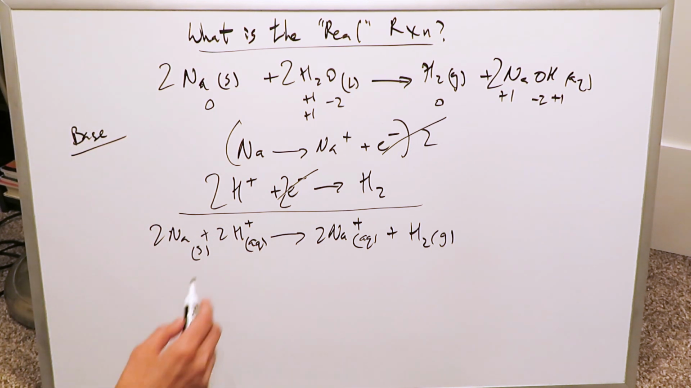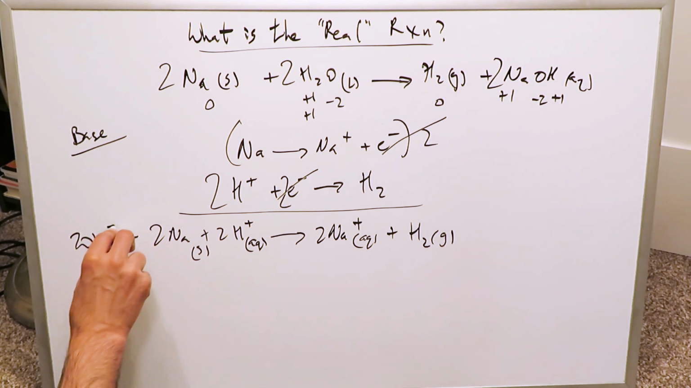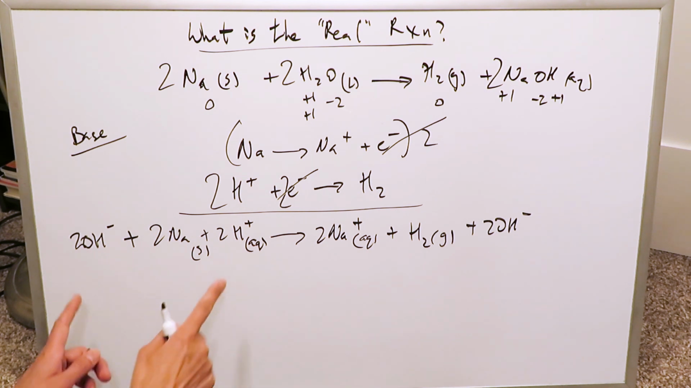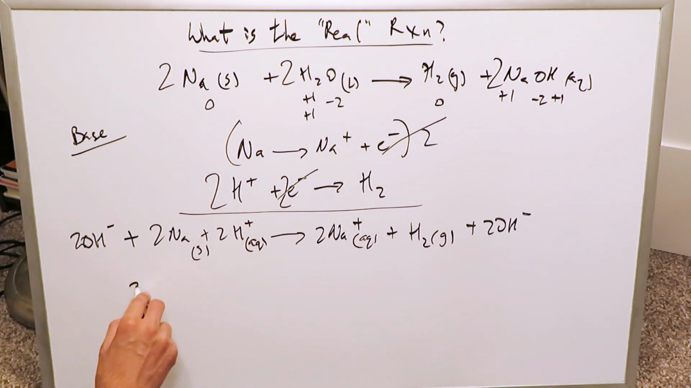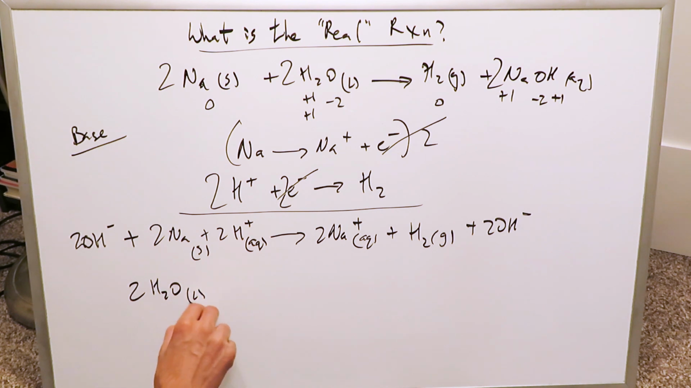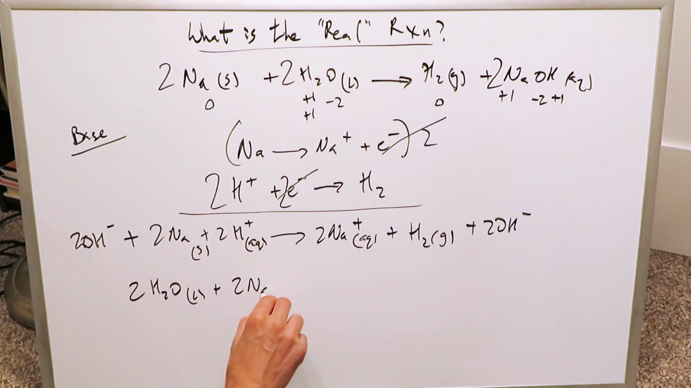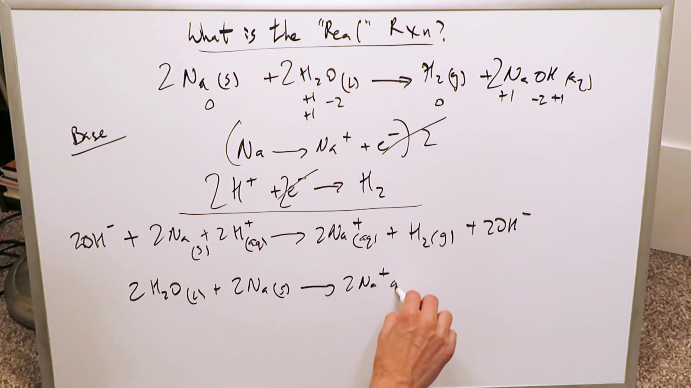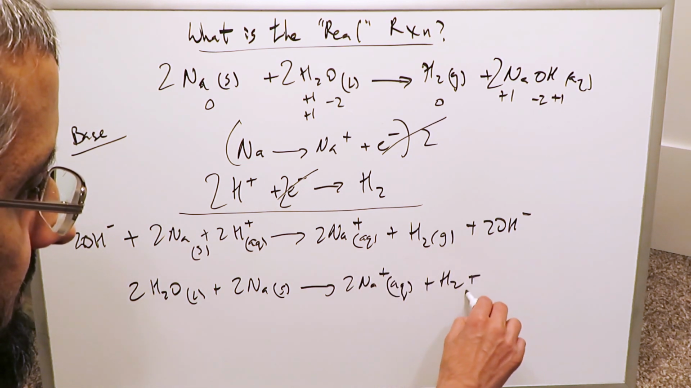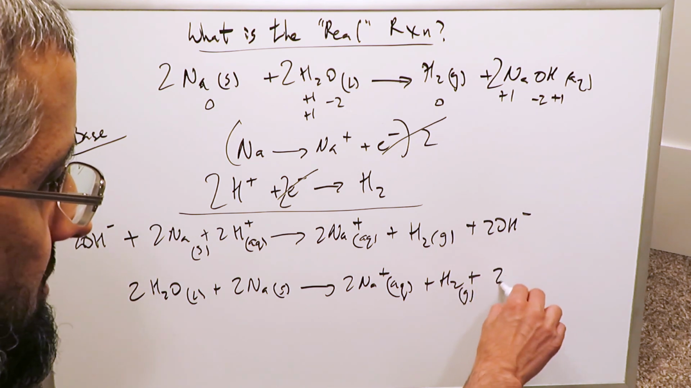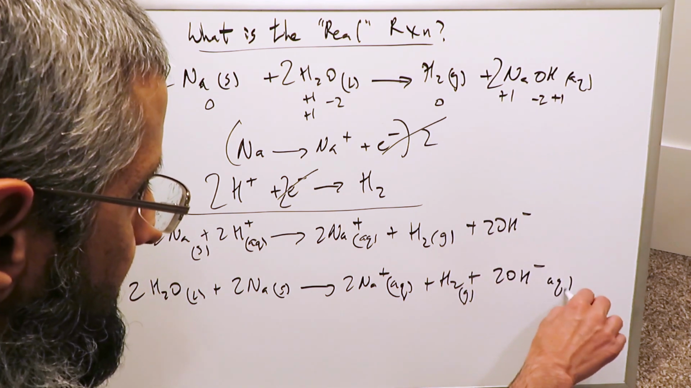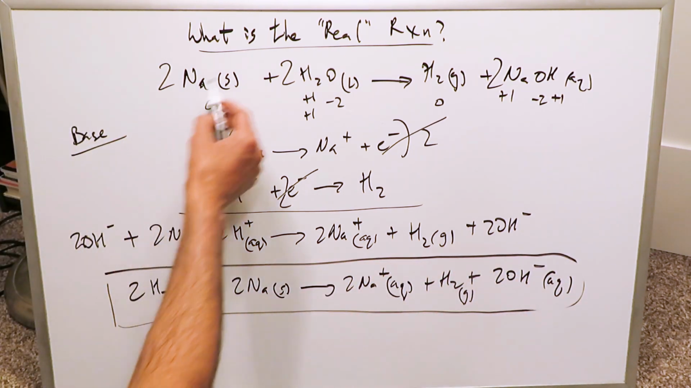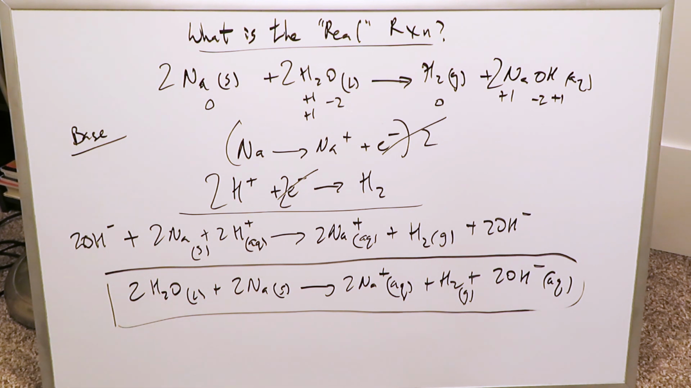And you can easily do that. If you were to add 2 hydroxyls on this side, and you would bring 2 hydroxyls here simply to maintain the balance, you can combine these two. This will give you your 2H2O liquid, and then you'll have this 2 sodium solid, and then you'll have this 2 sodium ion aqueous plus H2, which would be a gas, plus 2OH minus, which would be your aqueous species. And now this right here would be your true reaction, the true redox reaction, which represents what happens when you put sodium metal in water.